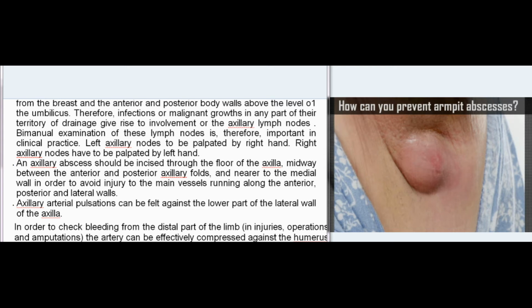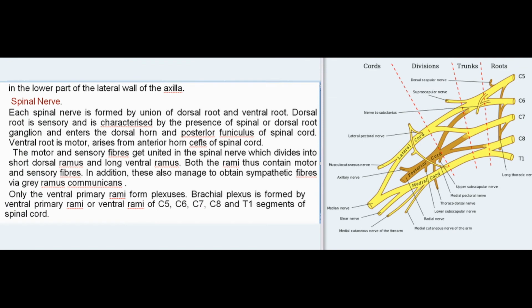In order to check bleeding from the distal part of the limb, in injuries, operations, and amputations, the artery can be effectively compressed against the humerus in the lower part of the lateral wall of the axilla.